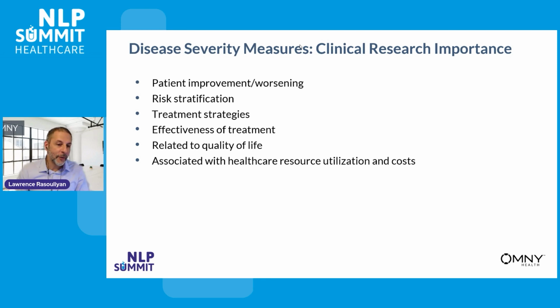Disease severity itself is also very heavily correlated with quality of life, and that makes sense, obviously, right? The more severe your disease is, probably the poorer quality of life you're going to have. And the last thing I want to note here is that it's often associated with things like healthcare resource utilization and cost. So when you're measuring some of these health economic outcomes and burden to the healthcare system, disease severity measures play an important role there as well.